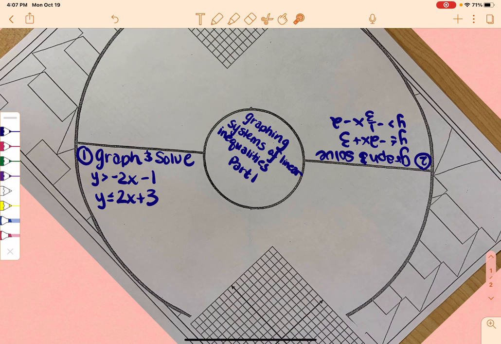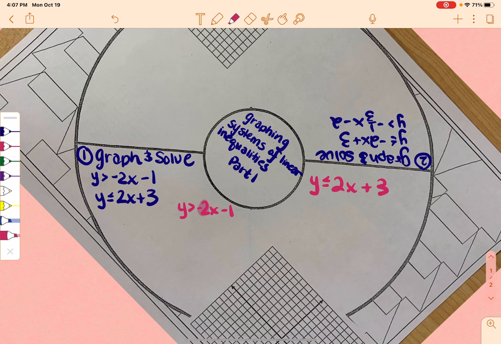So this first one says graph and solve: y is less than or greater than negative 2x minus 1, and y is less than or equal to 2x plus 3. So really probably the easiest thing to do with this is to take the two of them and split them. So I'm going to do this one, and then I'm going to go over here and do the other one. Doesn't really matter how you split them up, just to make it easier for yourself. Because you do have to find the same four components that you've had to on the other ones: slope, y-intercept, the line type, and the kind of shading.